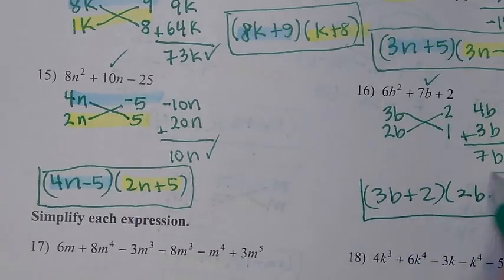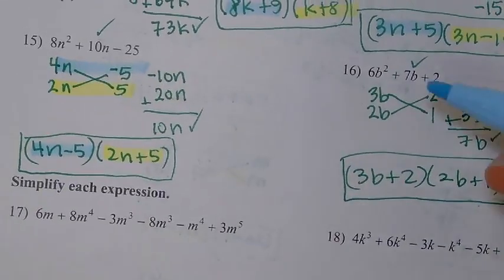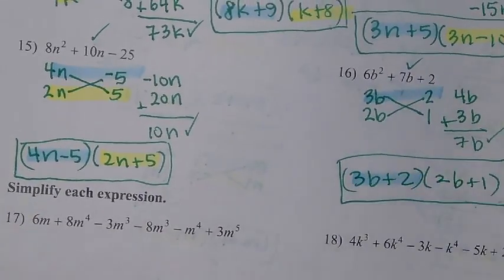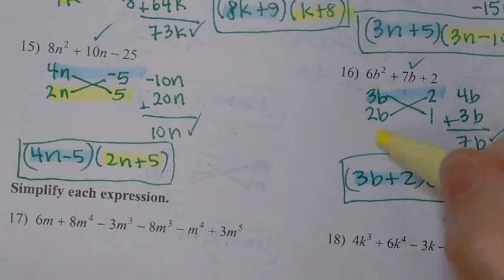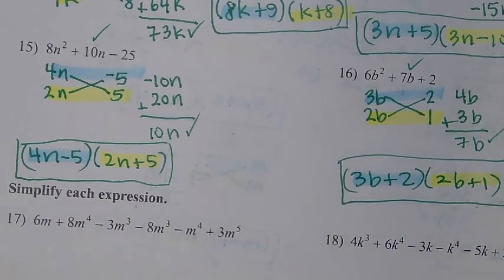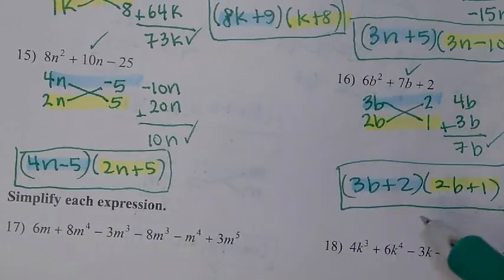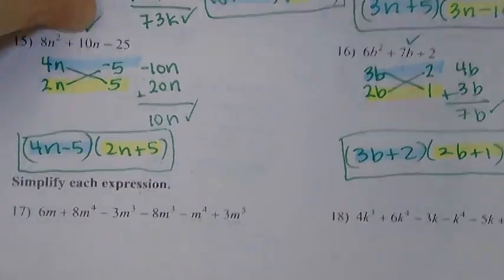I should just box it while I'm here. So again, 3B plus 2 and 2B plus 1. Okay, and that is the end of factoring. And so we're going to go into simplifying each expression.